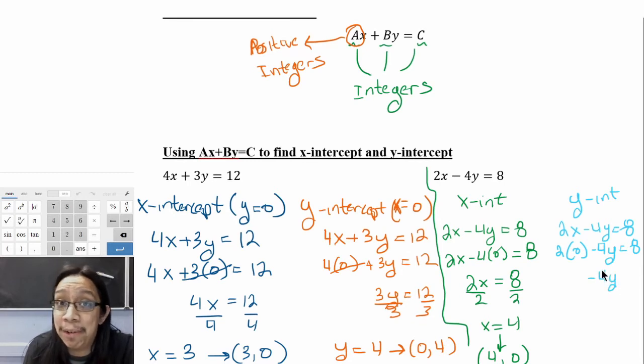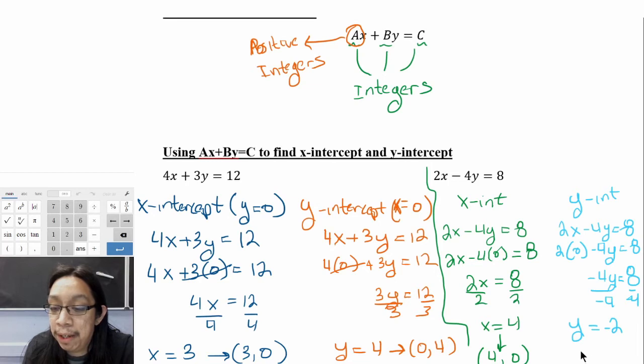I can't tell you enough how important it is that you bring down that minus sign because it'll make a very, very huge difference because what we're working with here at the end of the day is a negative number. And if we ignore that negative sign, we're pretty much changing the problem itself. And then we just divide both sides by negative 4. And we're left with y is equal to negative 2. But again, let's write it in the appropriate way. (0, negative 2).